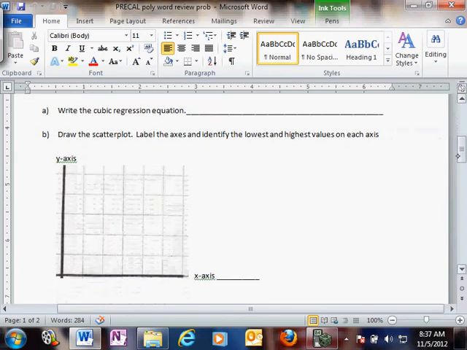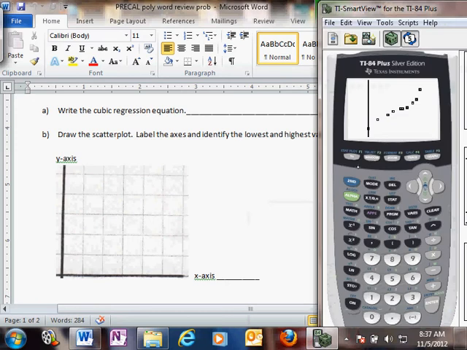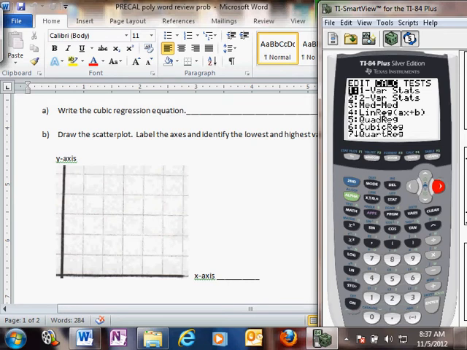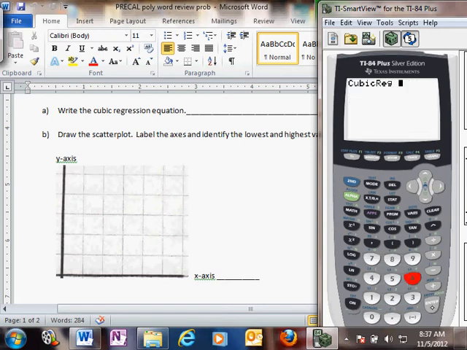A says write the cubic regression, so I have to go back to my calculator, and it's telling me cubic regression. A cubic function is a polynomial, but it's telling me what type of regression I have. So I go to stat, scroll right to calc, where before we would choose number 4 for linear regression, we're going to choose number 6 for cubic regression and hit enter. And I have my equation here.